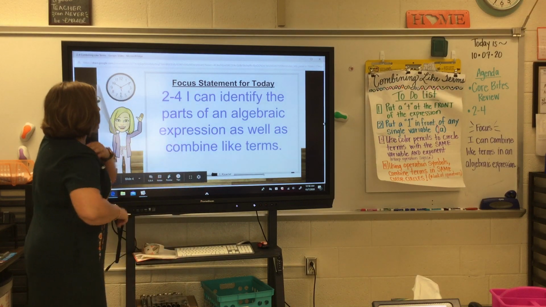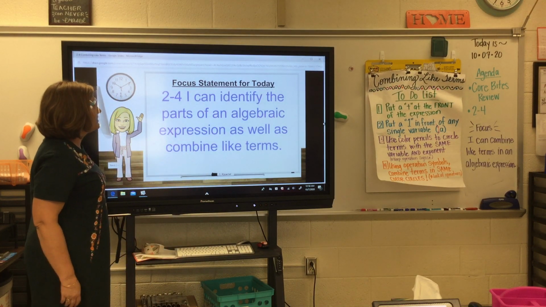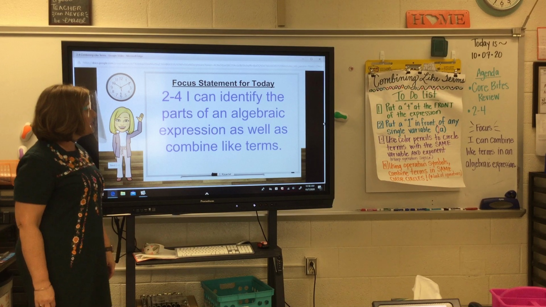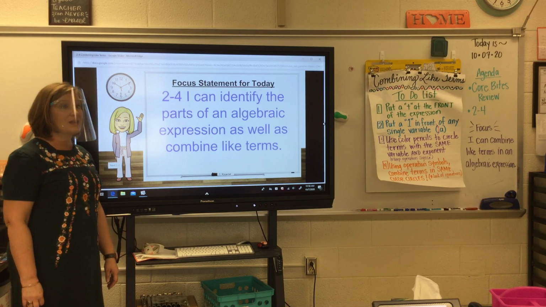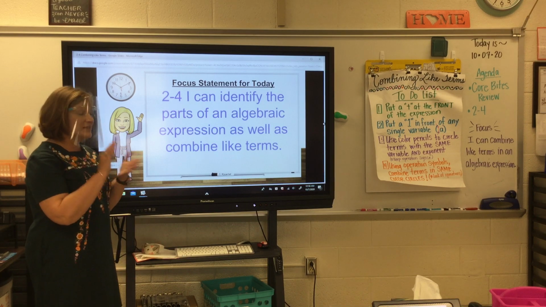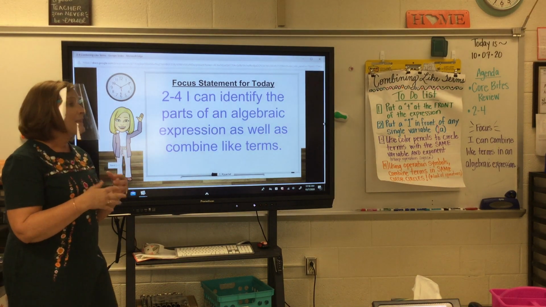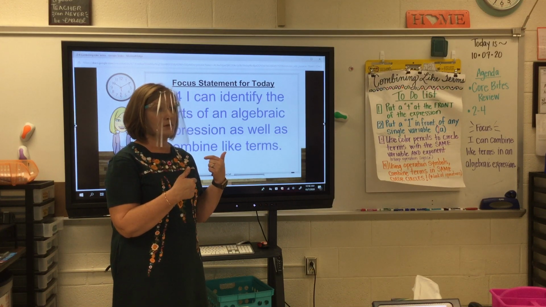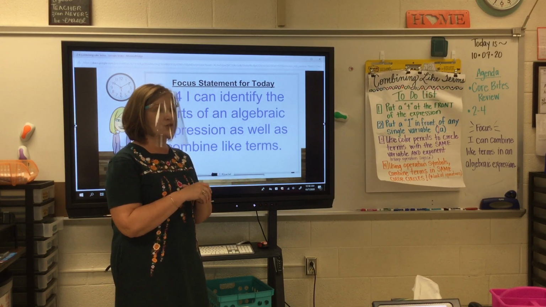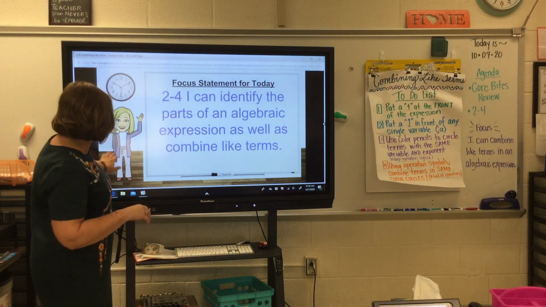So today, our focus statement says, I can identify the parts of an algebraic expression as well as combine like terms. And this is printed on your paper. If you were at home, would you have to print this paper? No. Could you write this in your journal? Yes, you could.